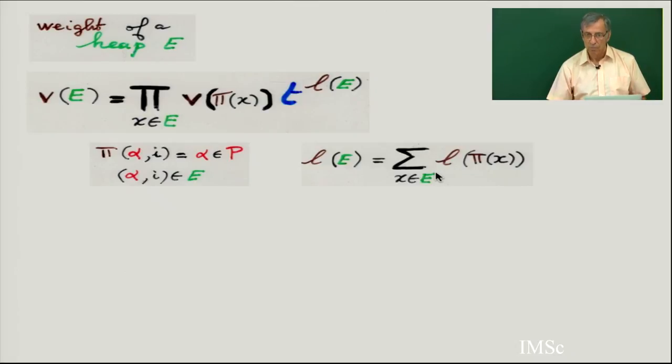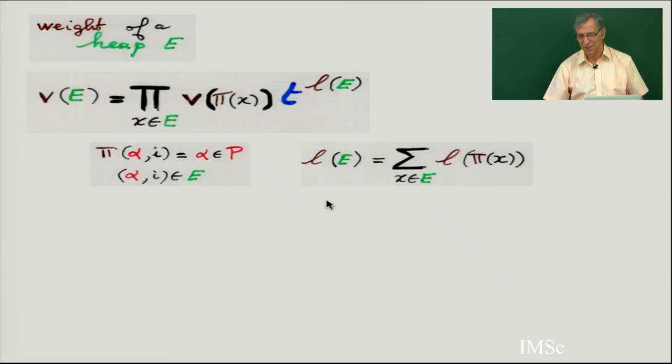L of x, maybe? L of pi of x for all x. Oh, it's outside the product. So in the first line there's a bracket, yeah. E is a heap. In the heap, you take all the pieces. So you put L of x inside the bracket. X is a pair alpha i. X is one element of the heap. It's a pair alpha i. So the projection of x is alpha, in fact.